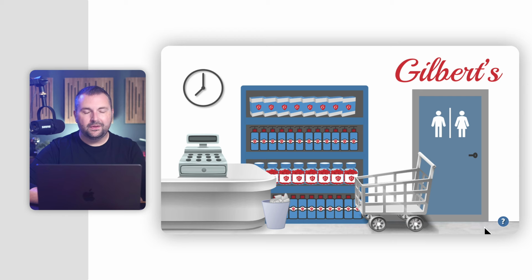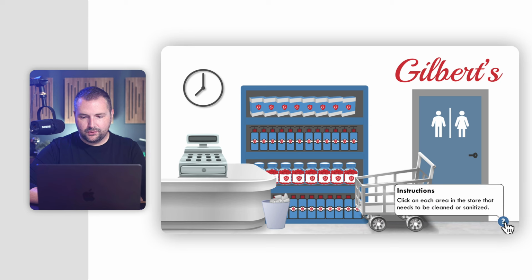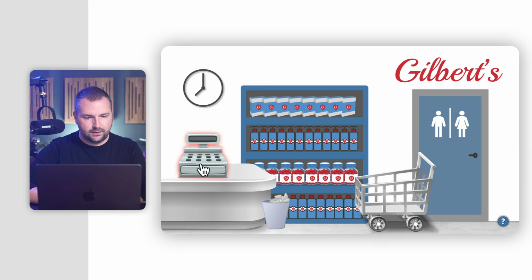All right, so first thing we jump into here is sort of a hotspots interaction where we have to identify the different parts of the store that we need to clean. And of course, we have some instructions here to reinforce that. So we'll go ahead and start here with the register. And we get a little badge here. What else do we need to clean? The trash can. Obviously, we need to clean the shelves, probably the bathroom, and of course, the cart.